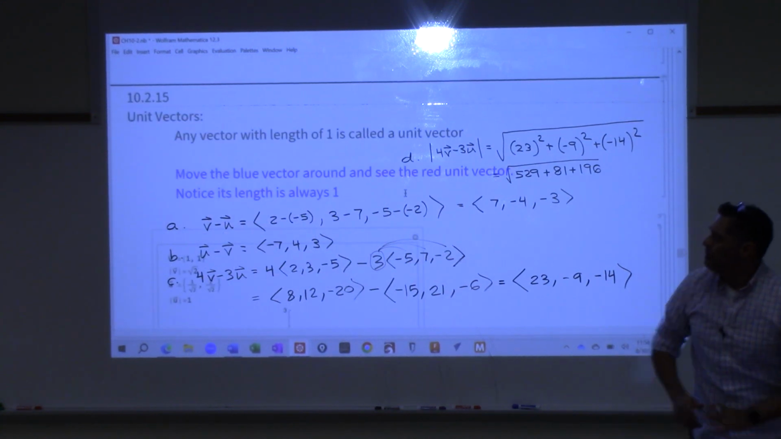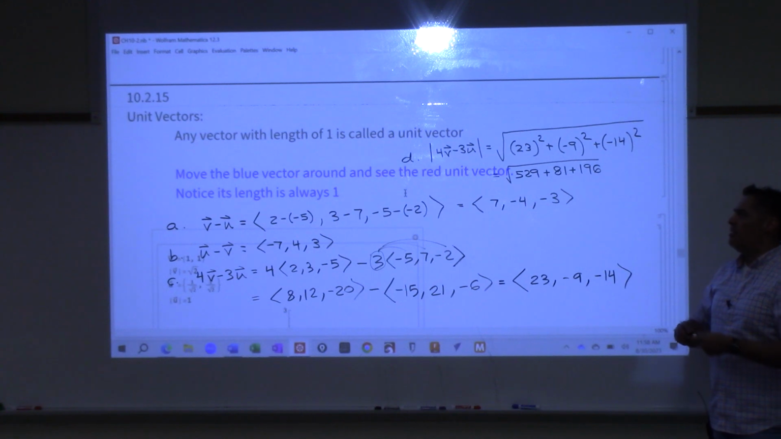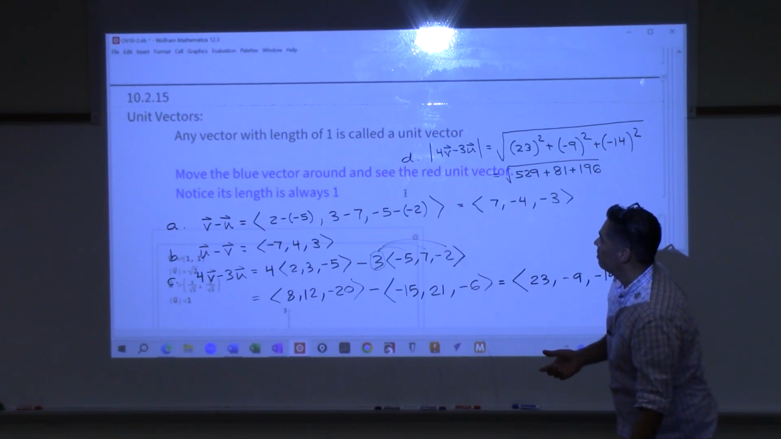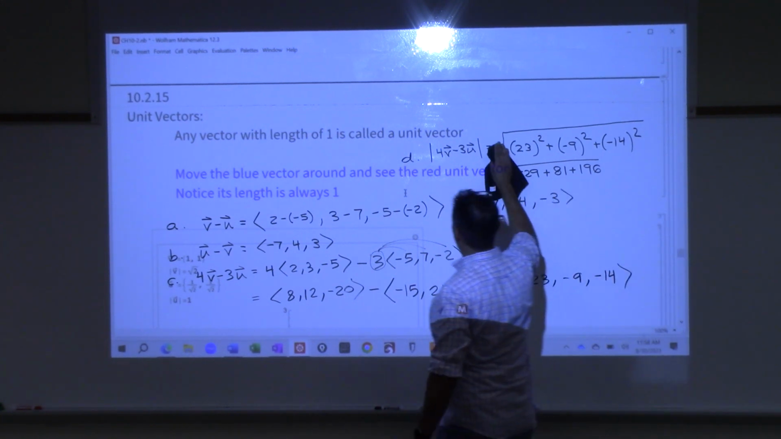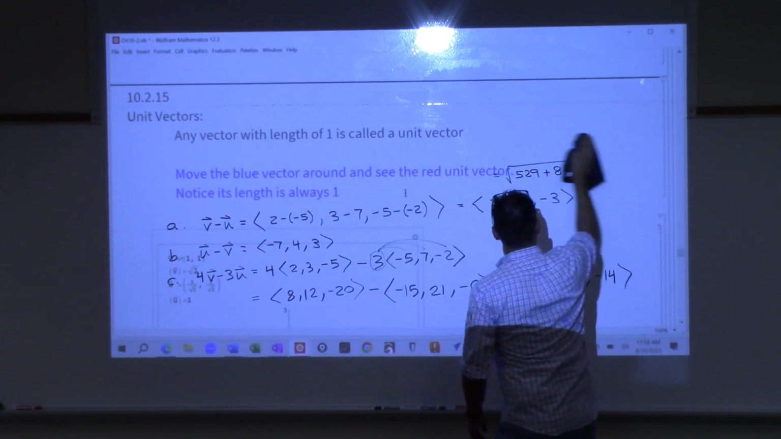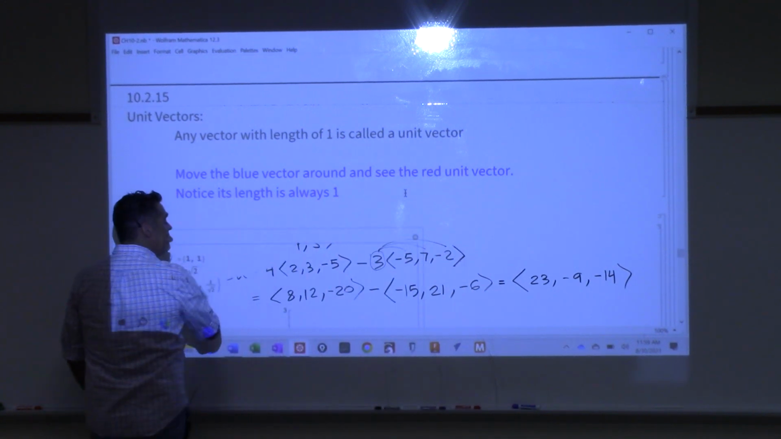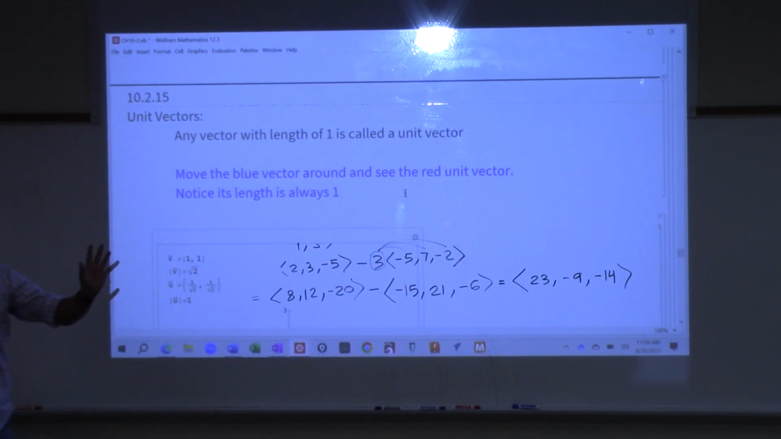All right, we have an important vector. Actually, it's not a specific vector. It's a property of some vectors, and that is what are called unit vectors. A unit vector is any vector that has a length of 1. If the length of the vector is 1, it is called a unit vector. That's it. So as you might imagine, there's infinitely many of them, aren't there?